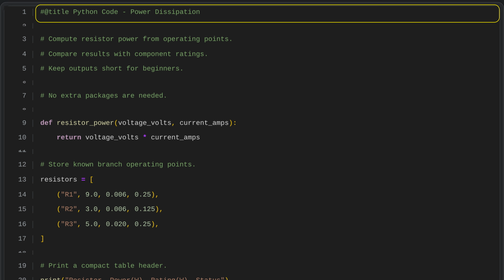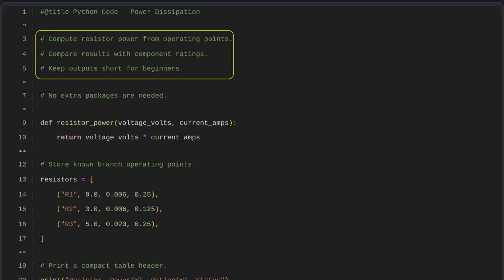Python code, power dissipation. Calculate the power each resistor dissipates at its operating point. Then compare that value with the resistor's power rating. This helps confirm the component can handle the expected load safely.